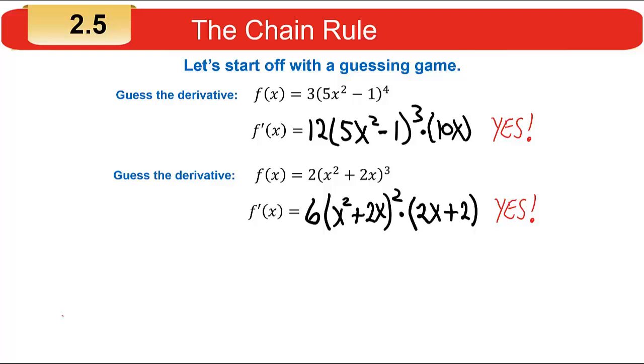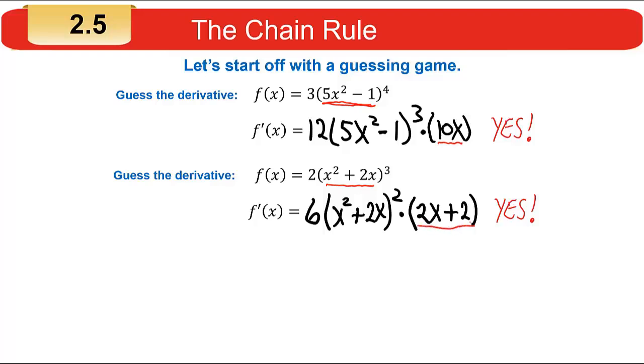Now, looking at those two examples, or maybe you've already figured out what you think it is, what might be the pattern here for what you have to add as a missing factor? I think probably you've guessed by now. Look at the base of that exponent, 5x squared minus 1. What is the derivative of 5x squared minus 1? Sure, it's 10x. And then look at the base of the next one. What is the derivative of x squared plus 2x? Right, it's 2x plus 2.